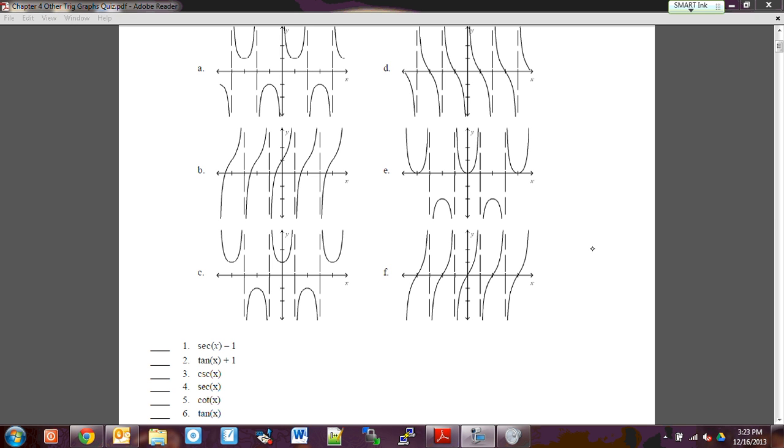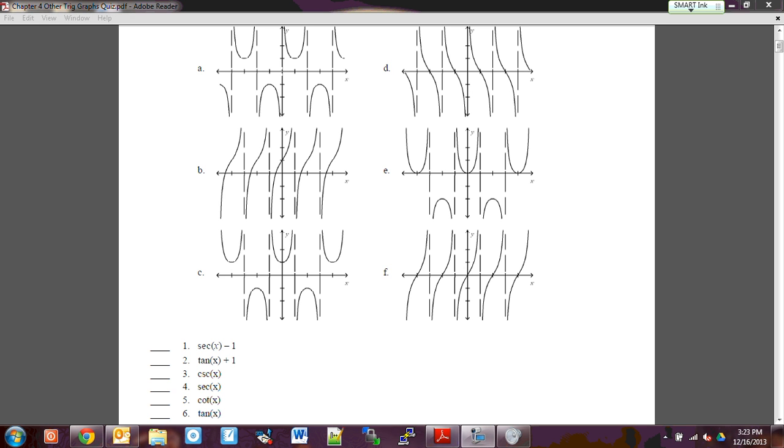Alright guys, here's your Chapter 4 Other Trig Graphs Quiz Review. Alright, so let's start out here with the easiest way to do this. This is the way I do this, okay? Because we know these three here, A, E, and C, we know they're either secant or cosecant, okay?